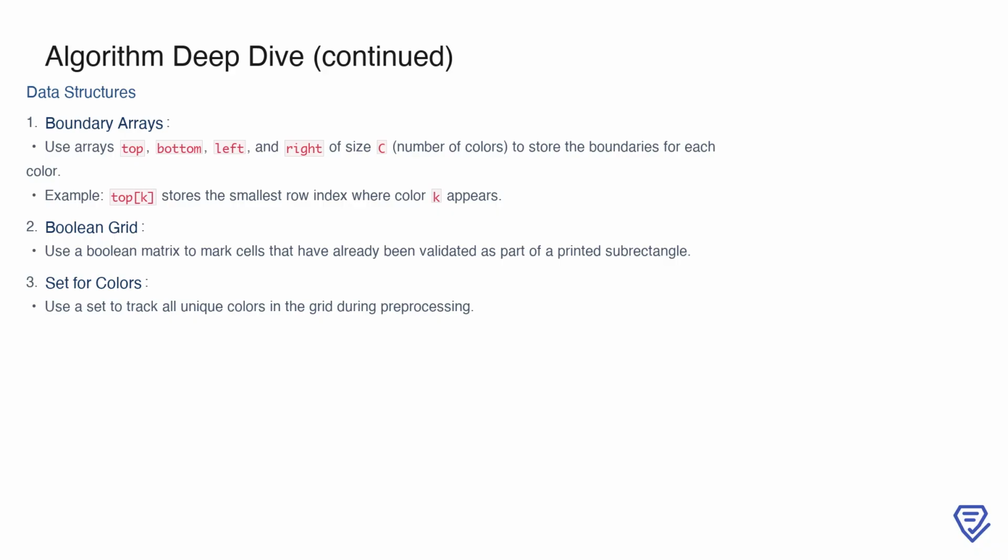Second, we use a Boolean grid to mark cells that have already been validated as part of a printed subrectangle, ensuring we don't revalidate them unnecessarily. Lastly, we use a set to track all unique colors in the grid during pre-processing. These data structures help organize the information we need to efficiently pre-process and validate the grid.